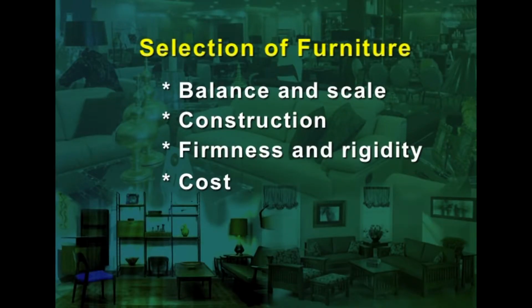Let us now study the cost aspect, which is an important aspect. At the time of selection of furniture, one should be aware of the cost of various furniture. Cost depends upon the materials used, design, and construction. One must buy essential furniture first. Furniture should be purchased from well-established shops by comparing the prices.